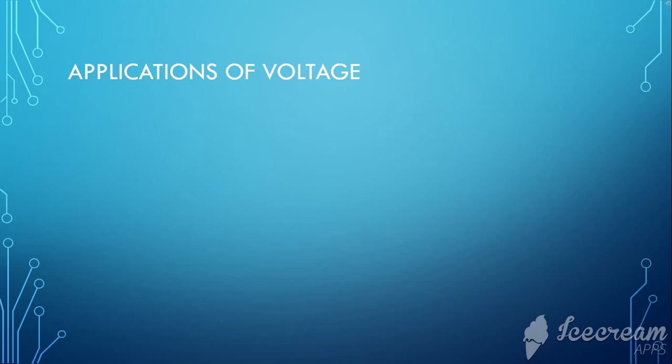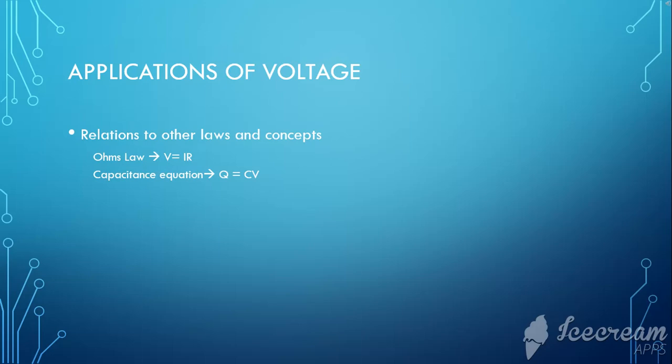Applications of voltage. Voltage and its value can be used in a number of other laws to determine values of other components in electrical systems. These include Ohm's law, V equals IR, capacitance equation, Q equals CV, energy stored in a capacitor, W equals 1/2 CV squared, and power, P equals IV.